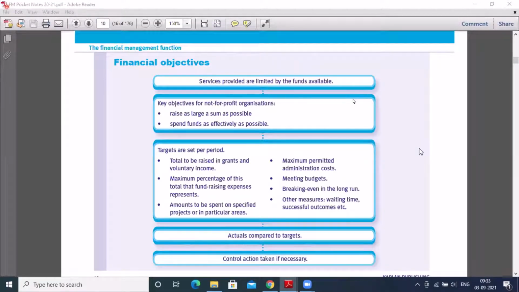Now let me say here, waiting time in the sense how much time the beneficiaries need to wait to avail your service. Suppose if I take hospital as an example, how much time a patient needs to wait to receive your service. And successful outcomes. Suppose you fix a target of providing the service to at least 100 patients during the year, whether you succeeded in that or not, that is successful outcomes.